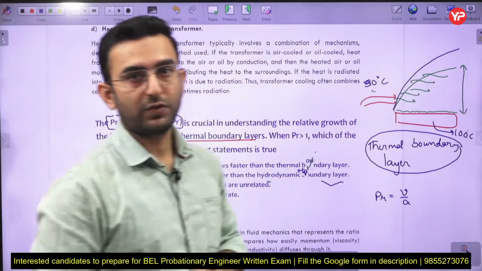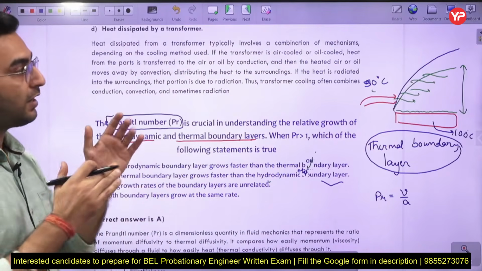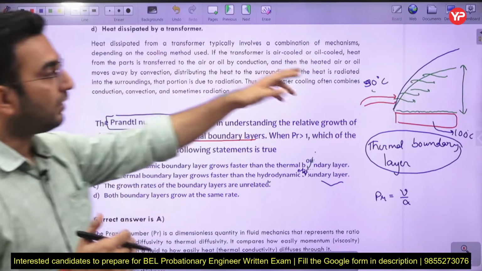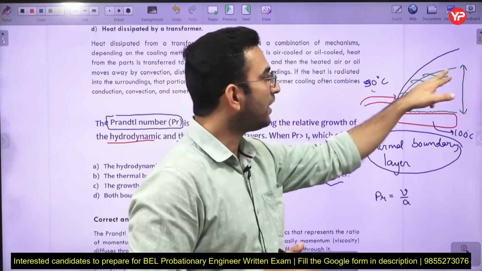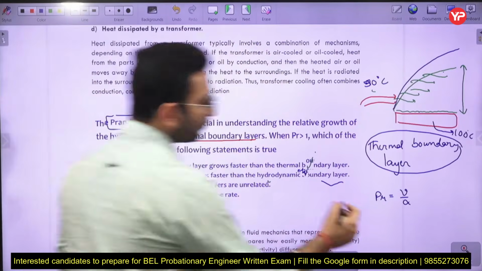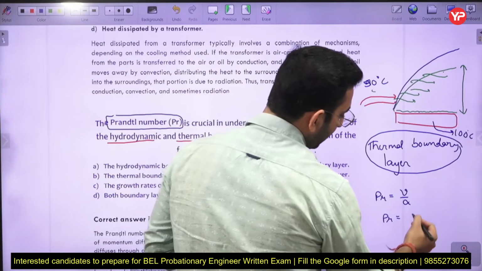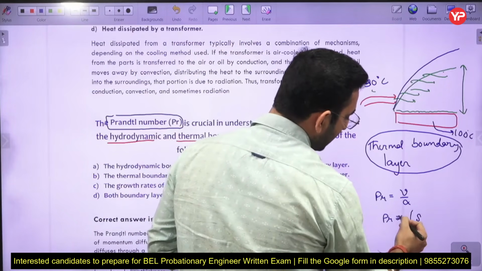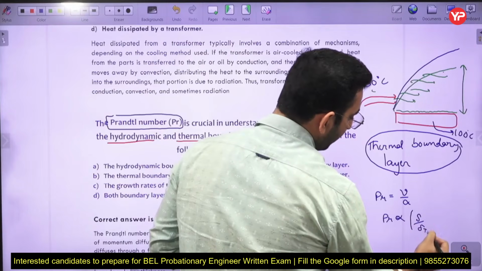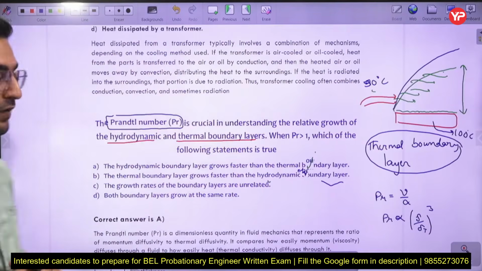Now I can say that the Prandtl number is basically comparing the relative thicknesses of the hydrodynamic boundary layer, this green one here, and correspondingly the thermal boundary layer. So that is important for you. The Prandtl number is directly proportional to (delta by delta t) to the power cube here. Just remember this part. This is very important for you.